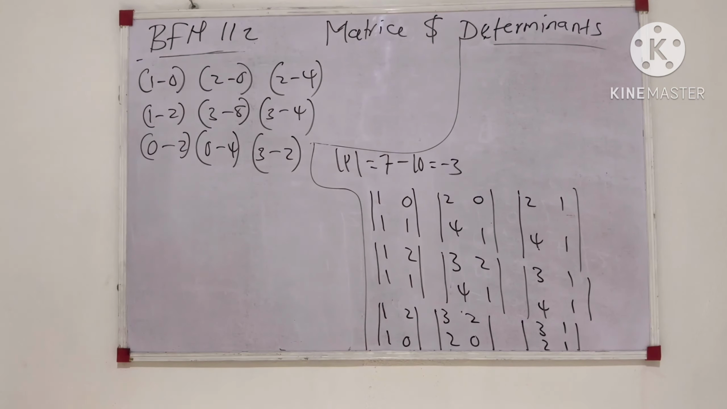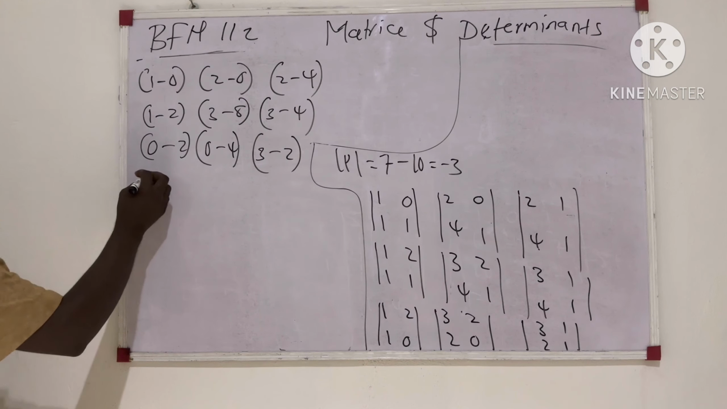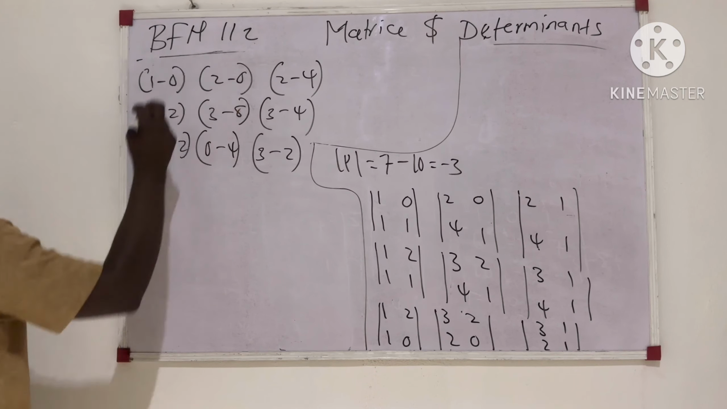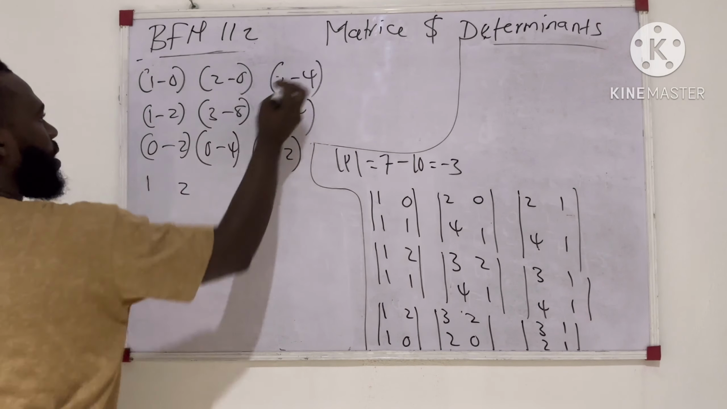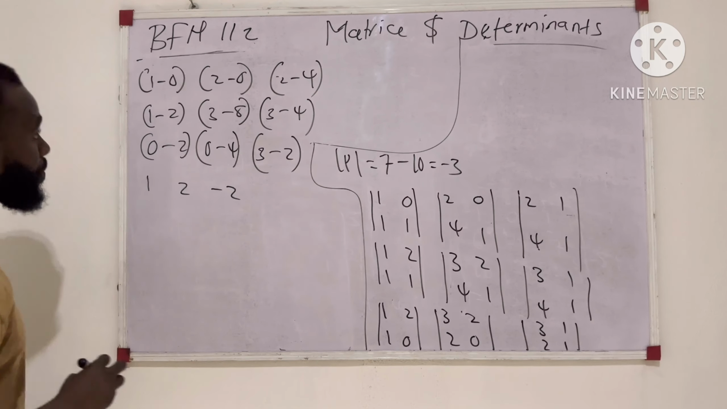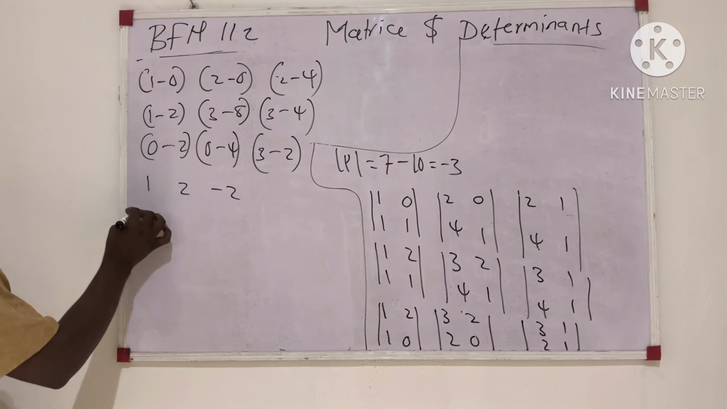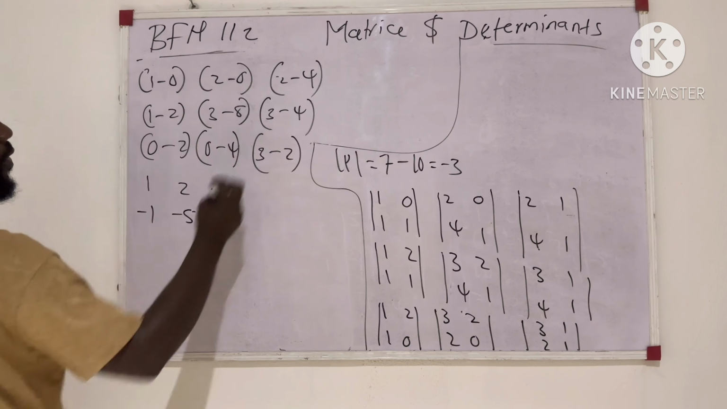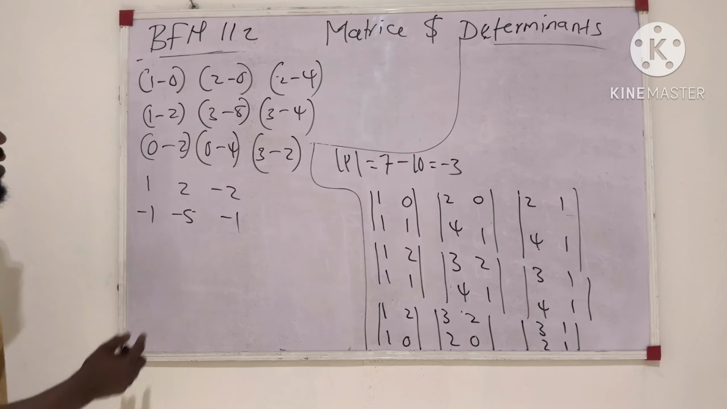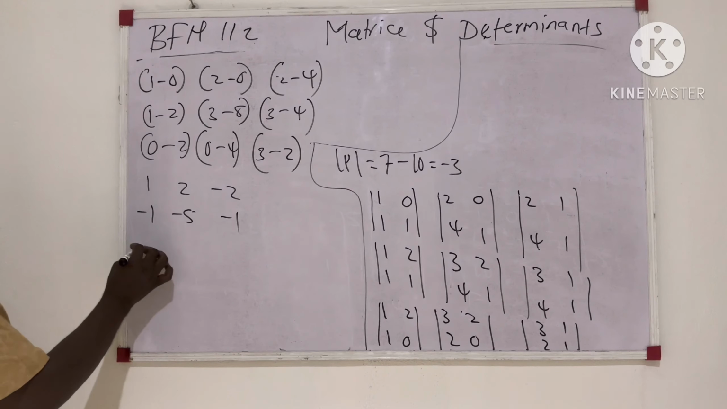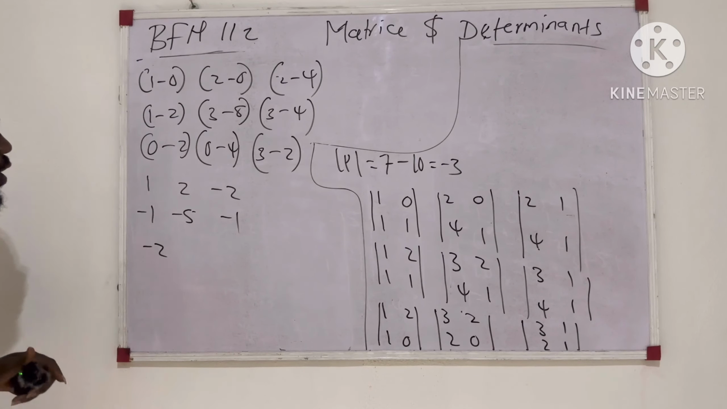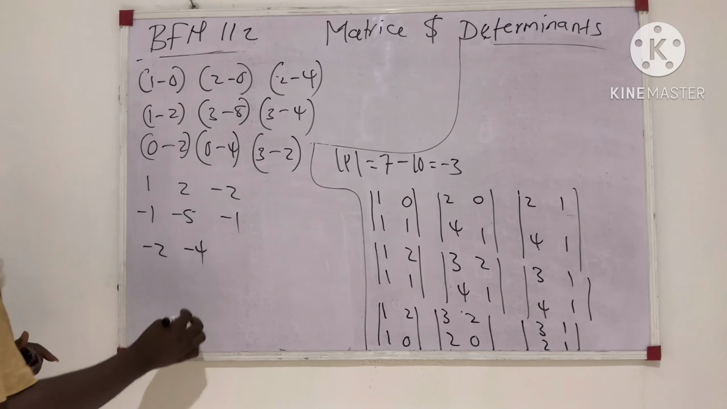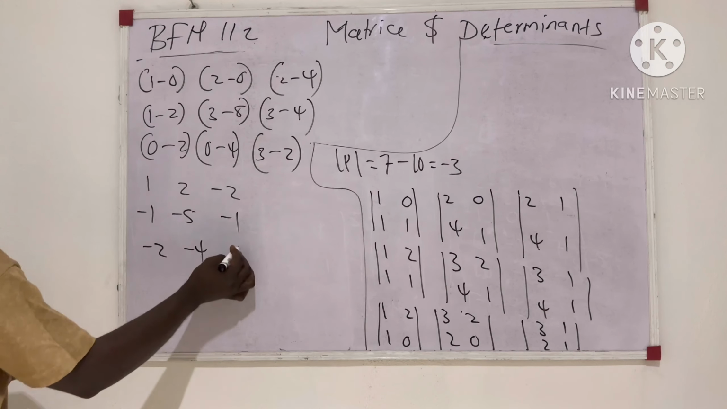So let's go. 1 minus 0 gives us 1. 2 minus 0 gives us 2. 2 minus 4 gives us minus 2. 1 minus 2 gives us minus 1. 3 minus 8 gives us minus 5. 3 minus 4 gives us minus 1. 0 minus 2 gives us minus 2. 0 minus 4 gives us minus 4. And lastly, 3 minus 2 gives us 1.